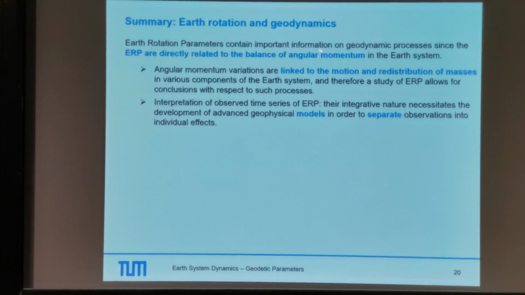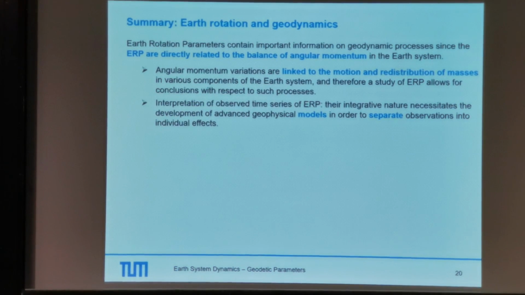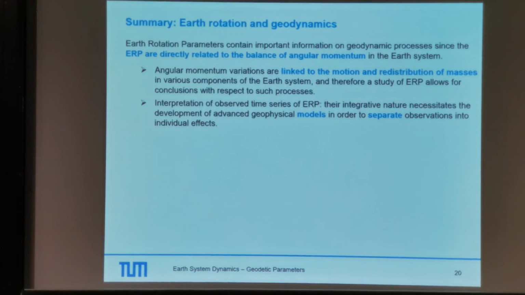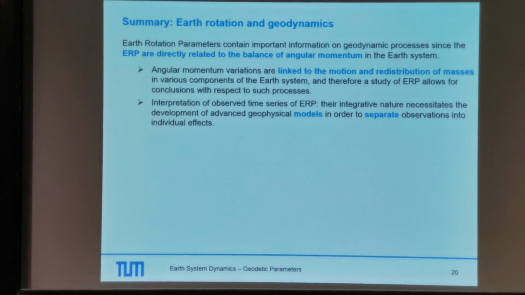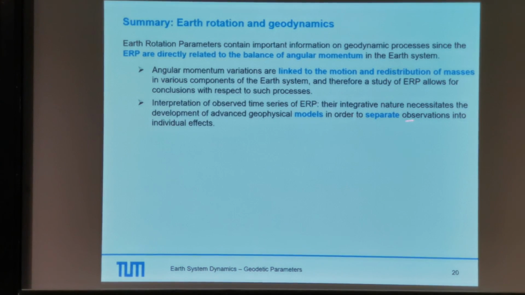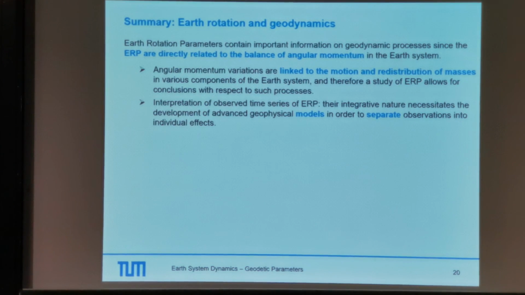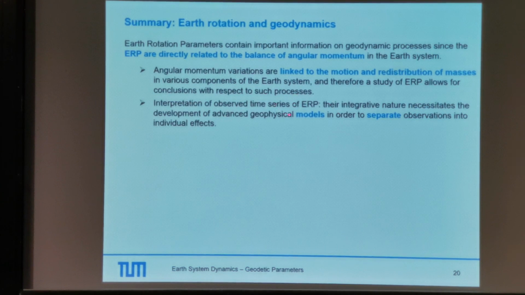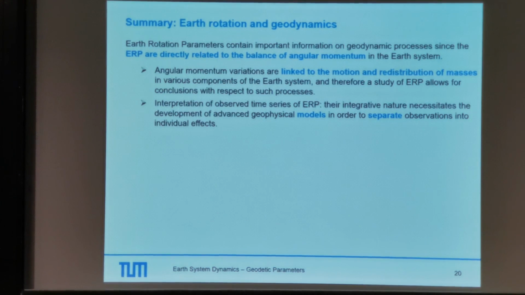The Earth rotation parameters contain important information on geodynamic processes, since the ERP are directly related to the balance of angular momentum. Balance of angular momentum on the left-hand side, external torques on the right-hand side. This equation must be balanced. Angular momentum variations are linked to the motion and redistribution of masses. So redistribution, mass relocations, but also motions like currents and wind fields and so on. And the interpretation of the observed time series can be advanced by geophysical models in order to separate the observations.